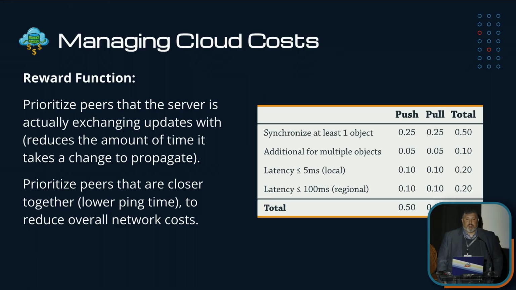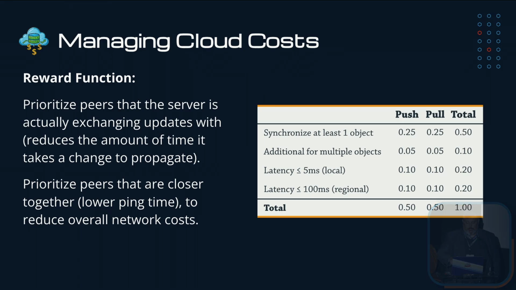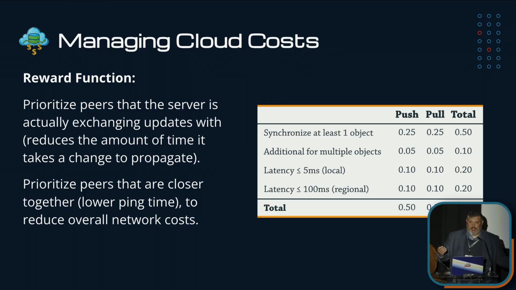In network terms, we want things to be close, and close is measured by ping latency. So if the ping latency is less than 5 milliseconds, we assume that you're local, and so we give you a bonus. If you're local, you get a 0.1 bonus. And in fact, you get 2 bonuses, because we also have this regional benefit. So if it's less than 100 milliseconds, we say it's in the same region, you get a bonus for that. If you're local, you get double the bonus.